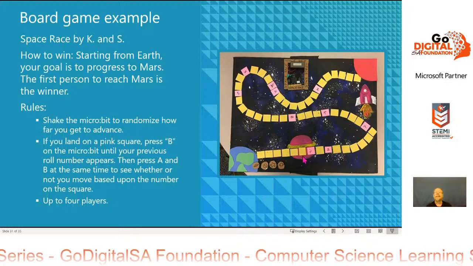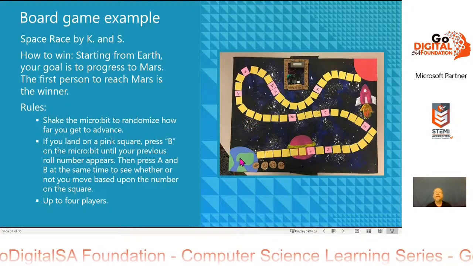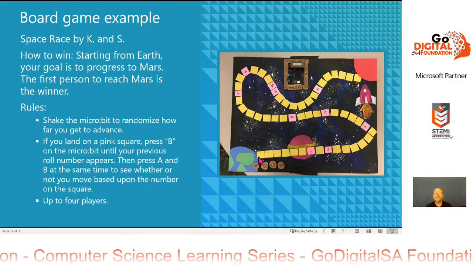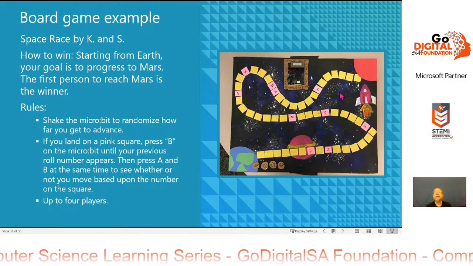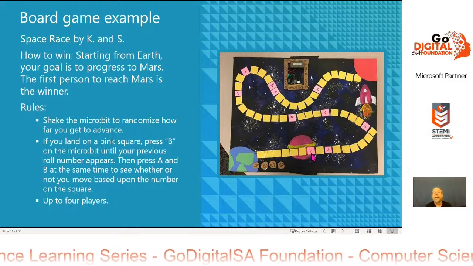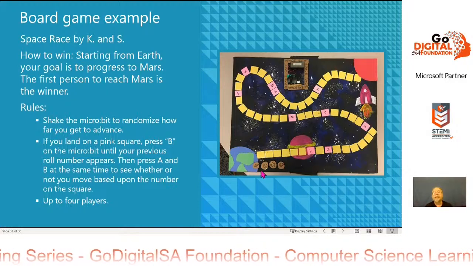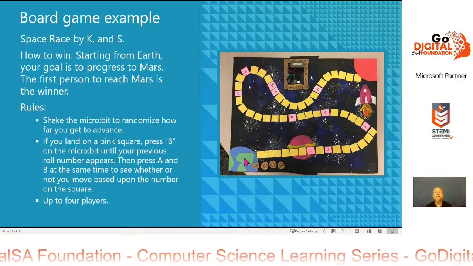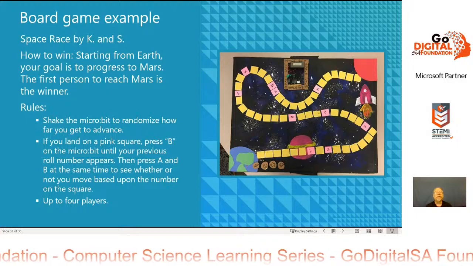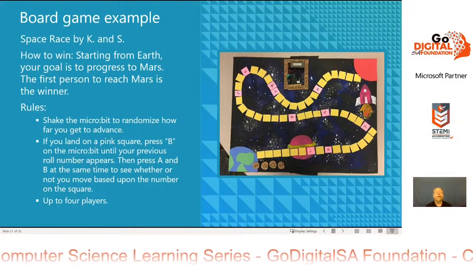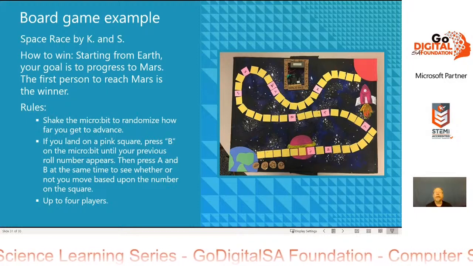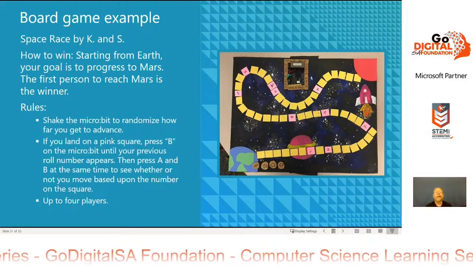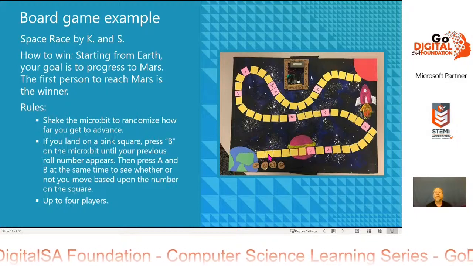So you can see this board game. There's the Earth. There's Mars. You're in a rocket. You've got these squares. Most of the squares are yellow. Some of the squares are pink. You've got your 4 pieces, so each player gets their own piece. Everybody starts on Earth. Then you shake the microbit, and it's going to choose a number, and we can pretend it's dice. So it's going to choose a number between 1 and 6. That tells you how many squares ahead you can go.